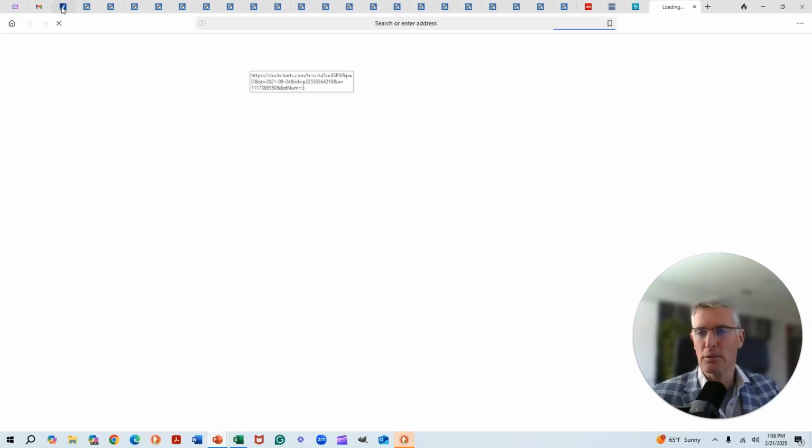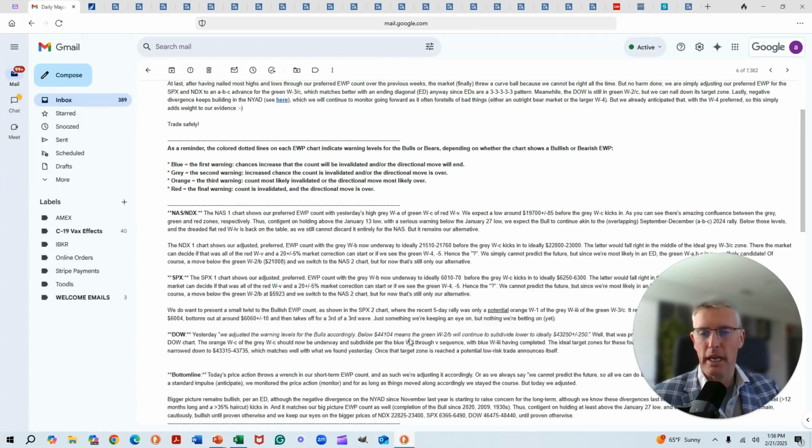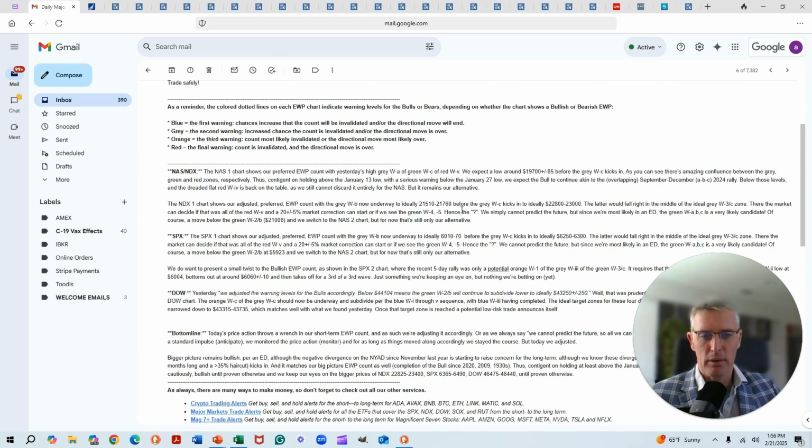However, before I go to the chart, let's have a quick look at what we forecasted for our premium members yesterday. We said the NASDAQ and NASDAQ 100 would go lower, as well as the S&P 500 and of course the Dow Jones. For the NASDAQ 100, we were looking for a low at around 21,510 to 21,706. So far we got 21,614. So far so good. I think our forecast has been on track.